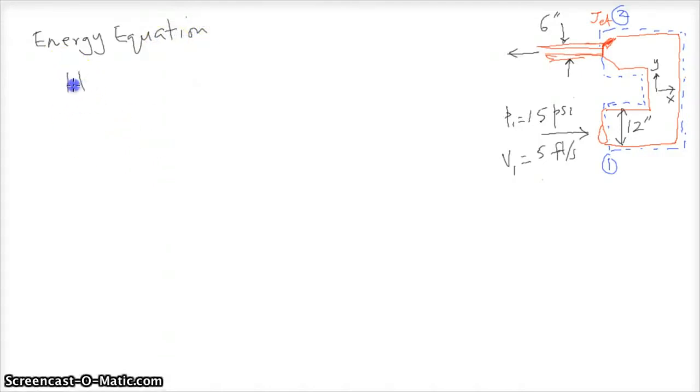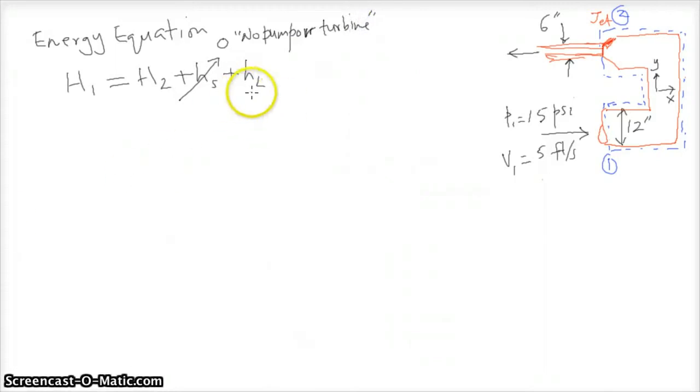That states that the head at section 1 must be equal to the head at section 2 plus any head added or subtracted by shaft work, so pump or turbine, plus any head losses that happened in the system. Clearly in this case, shaft head would be 0 since we have no pump or turbine, and we are trying to find HL. So HL will be equal to H1 minus H2.